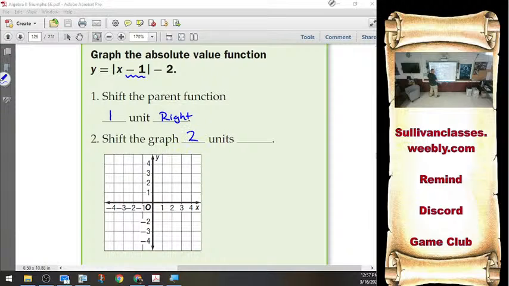So we're going to go 2 units where? Okay. So this is where the vertex would have been, right? Smack in the middle, 0, 0. I'm going to take that point. Everyone follow with? I'm going to take that vertex and I'm going to move it 1 right, 2 down. And now, on the right-hand side of it, I'm going to use a slope of 1. Okay. Up 1, right 1, up 1, right 1, up 1, right 1, up 1, right 1.